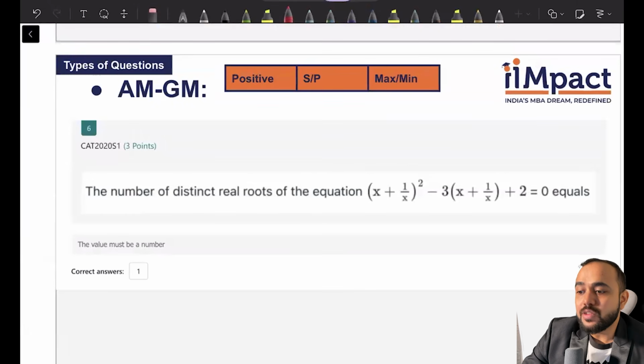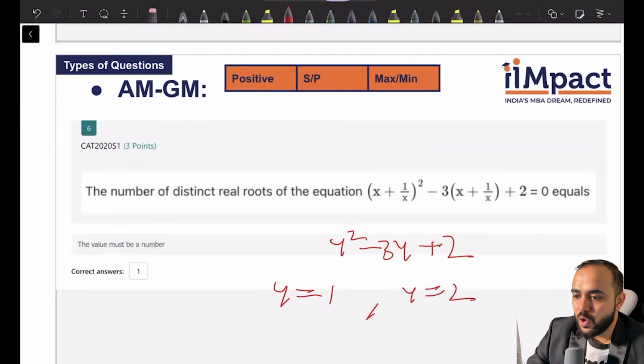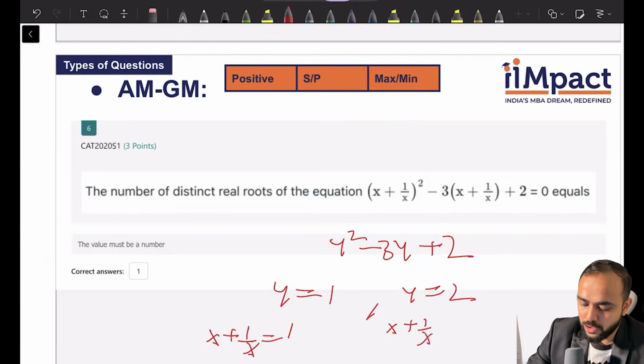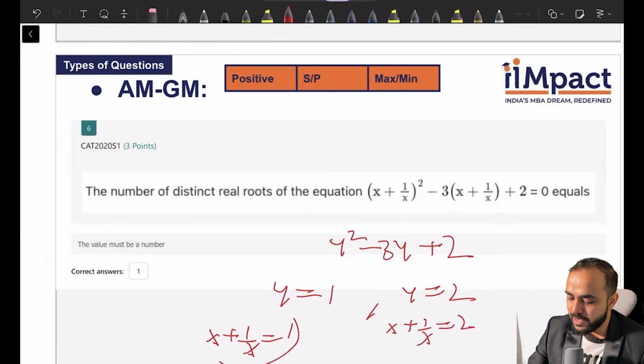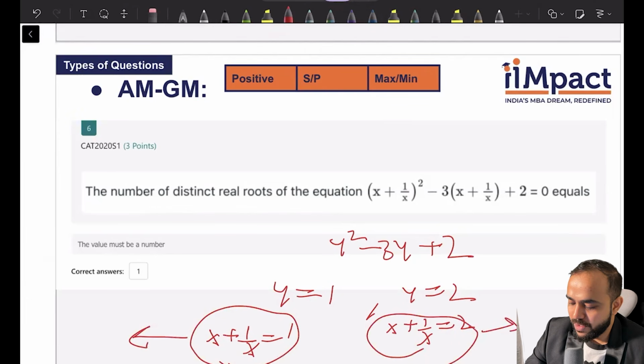So this is not technically an AMGM question. What this is, is the rejection. The AMGM comes in the rejection part, so it can lead you to cause some errors. So this is y square minus 3y plus 2, which means y is equal to 1 and y is equal to 2. Corresponding to that, x plus 1 by x is equal to 1 and x plus 1 by x is equal to 2. So people would have thought I will get two values of x from here and two values of x from here. So people would have marked 4.